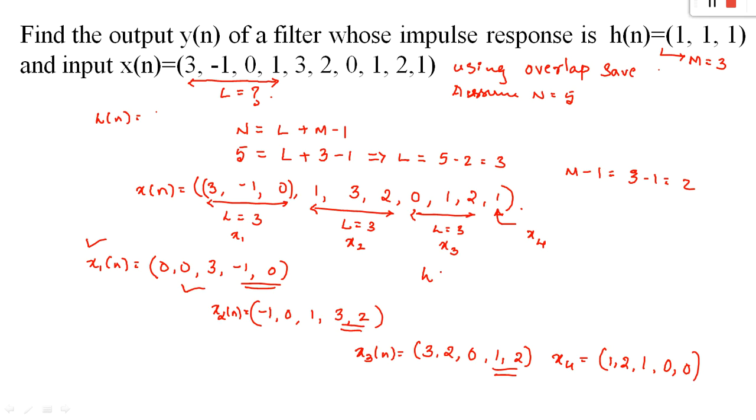What is the value of h of n here? H of n is equal to 1 comma 1 comma 1. So I am going for circular convolution but the operation must be linear convolution operation, so I should append 2 more zeros to h of n, right? 2 more zeros to h of n. So now as usual perform the convolution. Y1 of n is nothing but x1 of n, 5-point circular convolution of h of n.